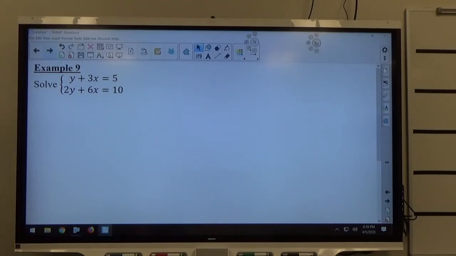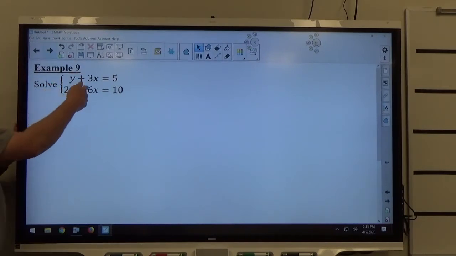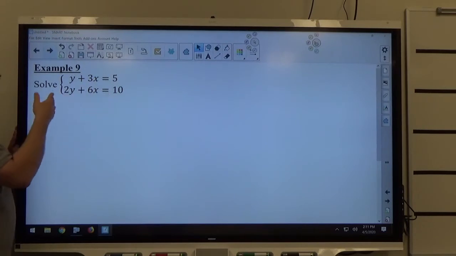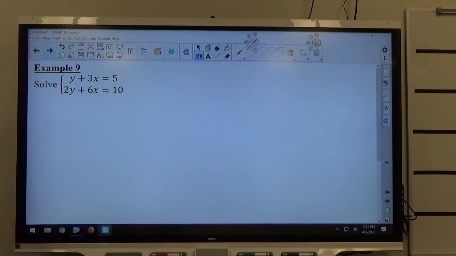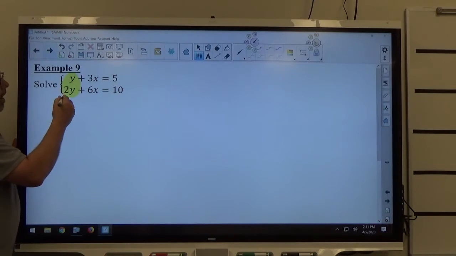For example 9. Once again, it's backwards with the x and y's. We have x second, y first, but it's still the y's line up, the x's line up, the numbers line up. Elimination is probably the easier technique on this problem. Looking at the y's, let's say I want to get rid of the y's.